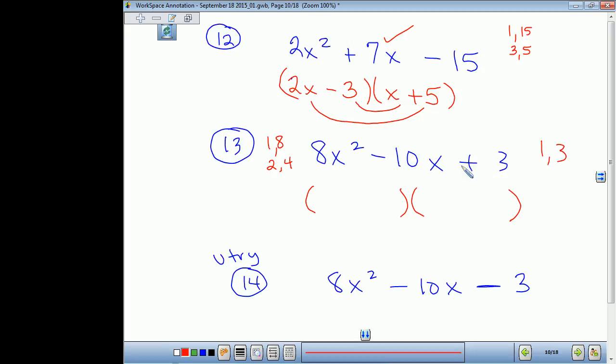I am multiplying to get a positive 3. But I added something to get a negative number. What was it? So they both have to be negative. Good. So we need a negative 1 and a negative 3.